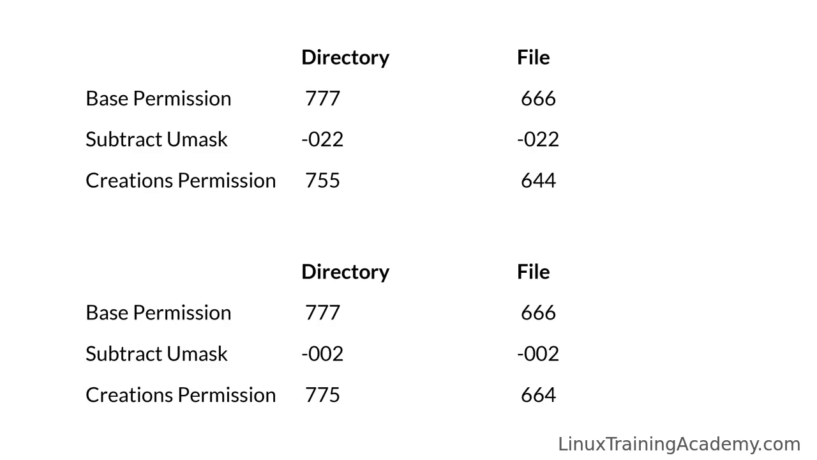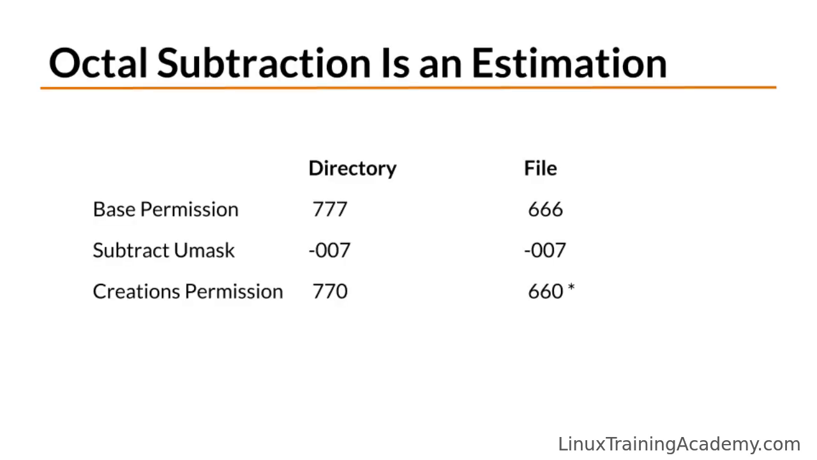If we use a umask of 002, then we'll have the default permissions for directories of 775 and 664 for files. Using a umask of 002 is ideal for working with members of your group, since the permissions allow members of the group to manipulate those files and directories that you create. Again, this method of subtracting these permissions is an estimation.